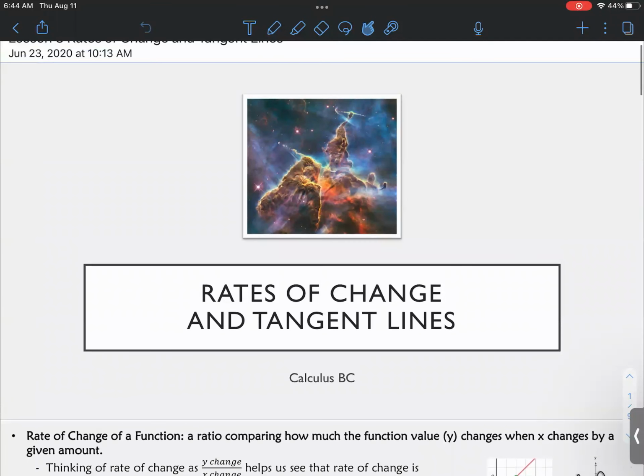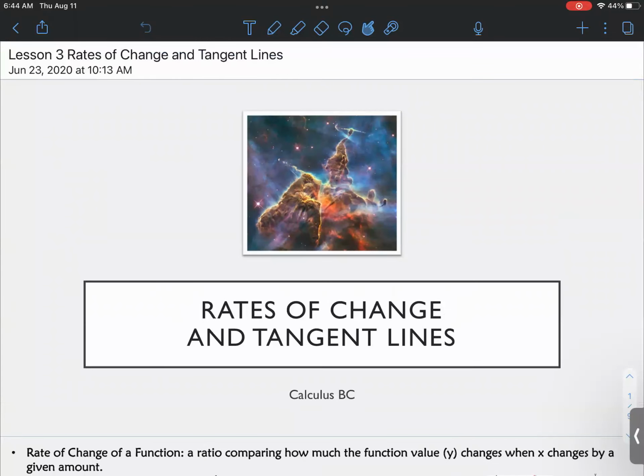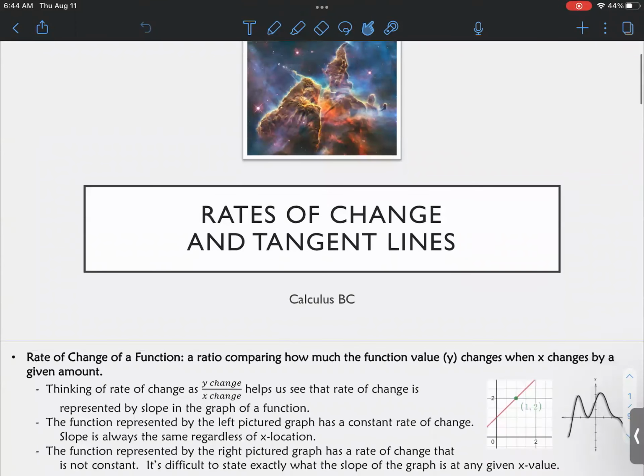All right, this is lesson 3, rates of change and tangent lines. Let's get started here.